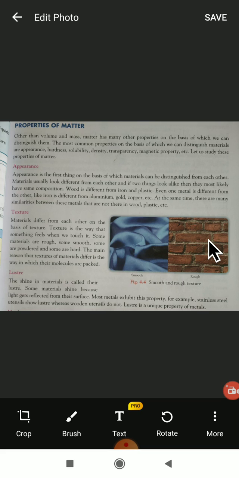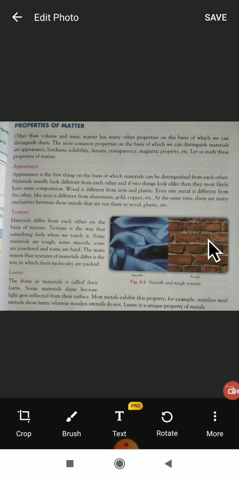Next, at the same time there are many similarities between these metals that are not in wood and plastic, etc. In the same way, the similarities between these metals are not there in wood and plastic. See here, gold, copper, aluminium will appear different, but some similarities are present in aluminium, gold, copper and iron. But if you compare with wood and plastic, the similarity is not there between wood, plastic and iron. This is about the appearance.